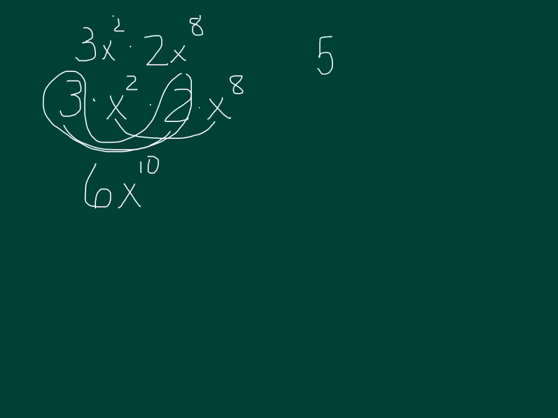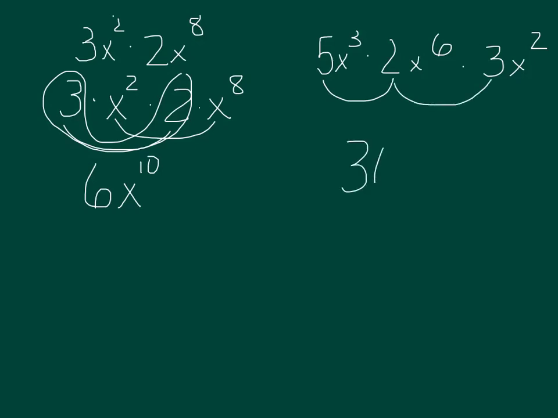And just like example 2, what if there's an additional term? This doesn't really change any of the concept here, except now you're going to multiply 2 times 5 times 3, which is 30, x to the third, x to the 6th, x squared, so you end up with x to the 11th power. And this is called my product of powers rule.